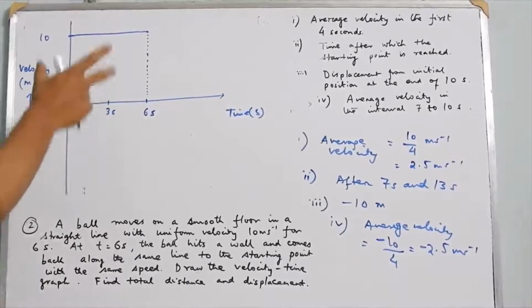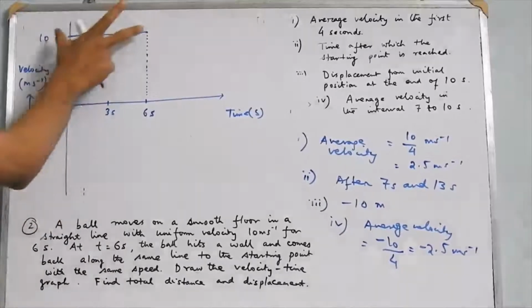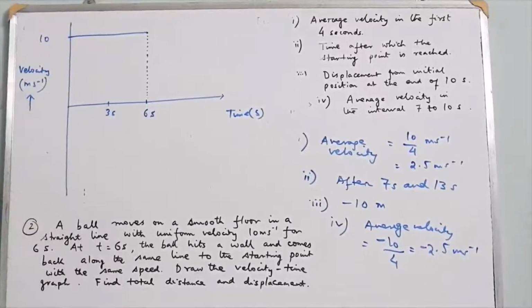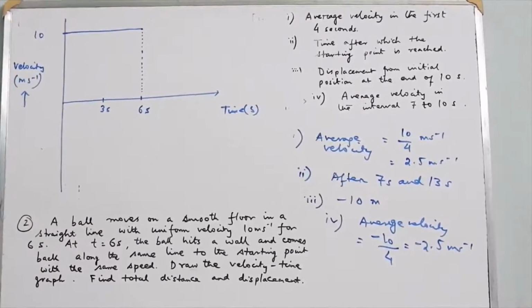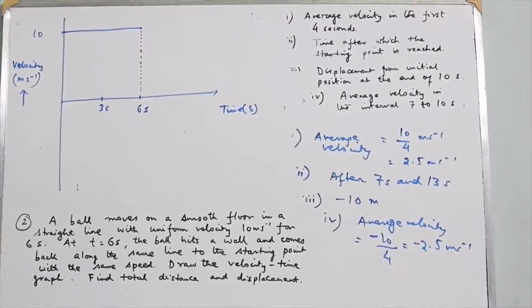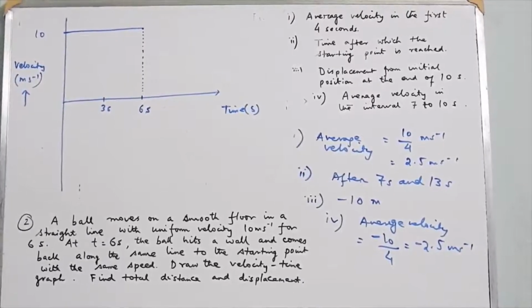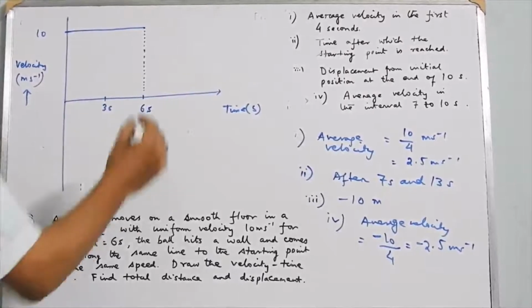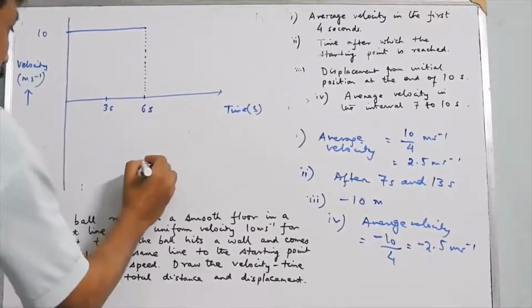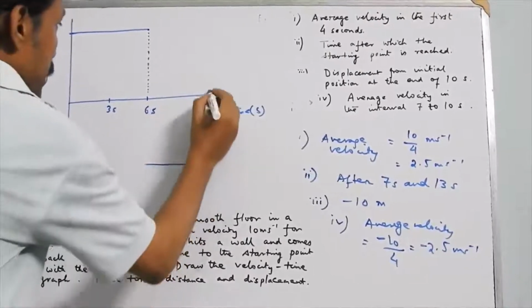So because for the first 6 seconds it was 10 meter per second, obviously if it travels on a smooth floor without any obstruction, definitely it will take again further 6 seconds to come back to the same point from which it started. So the graph will be something like this for the next 6 seconds.